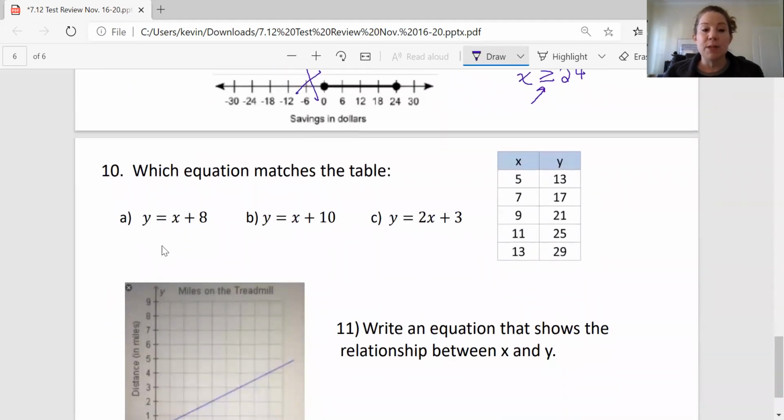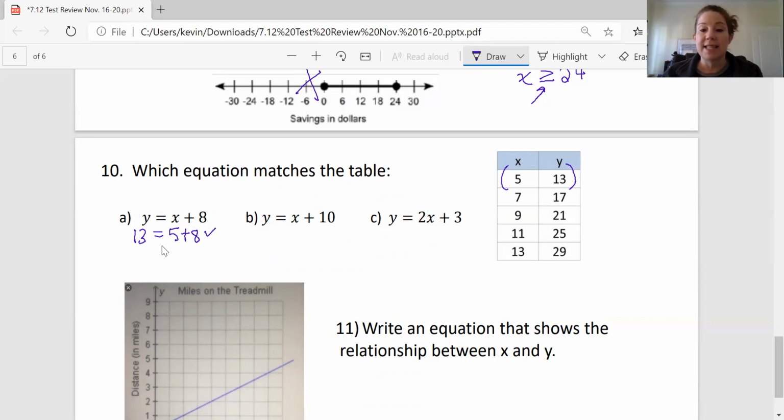All right, number 10, which equation matches this table? All right, so let's plug in these coordinates for X and Y. So Y is equal to 5 plus 8. Is that true? Does 13 equal 5 plus 8? Yes, that one works. However, we definitely want to check more than one coordinate because it might only be true for one of them and not true for any of the other ones.